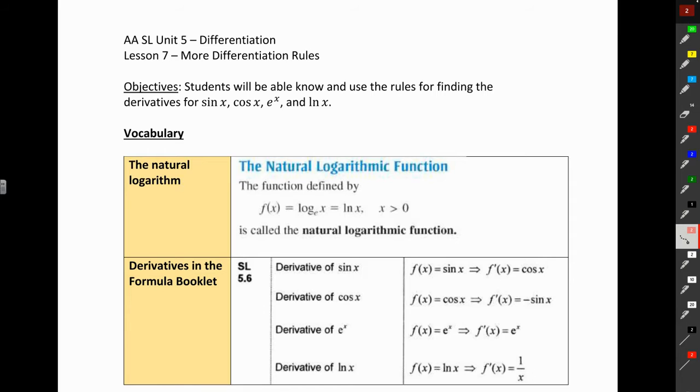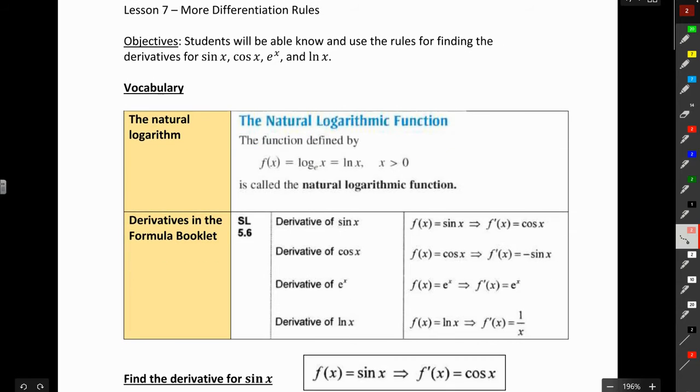And so in the vocabulary, I'm just going over the natural log function. That's ln of x, just as a reminder. And the domain of a log is going to be greater than 0. So this value right here always has to be greater than 0.